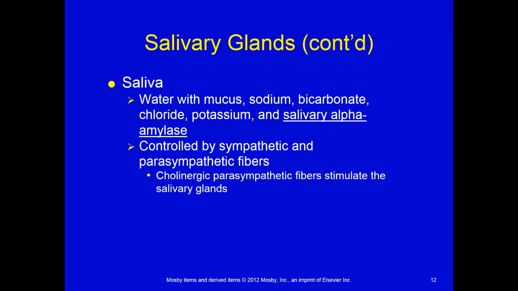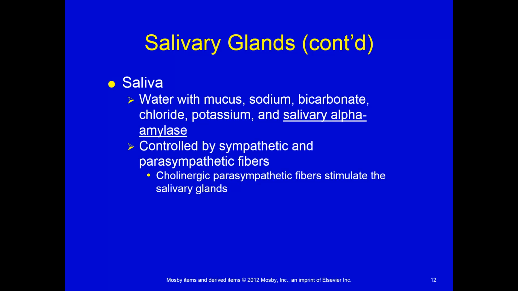Saliva is water, also mixed with mucus and mixed with some other things like sodium, bicarb, chloride, potassium, and that very important enzyme amylase, which we've already discussed. It is controlled by sympathetic and parasympathetic fibers. Specifically, the cholinergic parasympathetic fibers are the ones that stimulate the salivary glands.